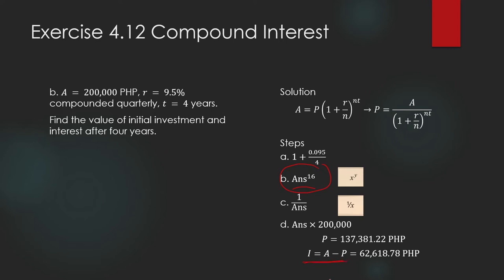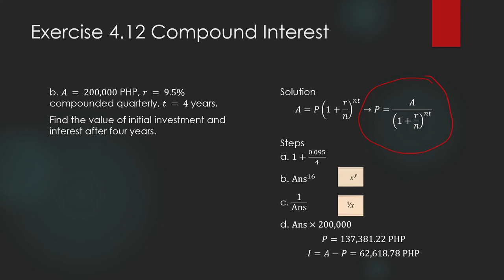And the interest, again, don't forget to write this. Teachers want to see that you know the equation to solve for the interest. It is equal to A, the accumulated value, minus P, the principal. And so it's going to be 200,000 pesos minus the principal, and this will give you this result, 62,618.78 pesos.